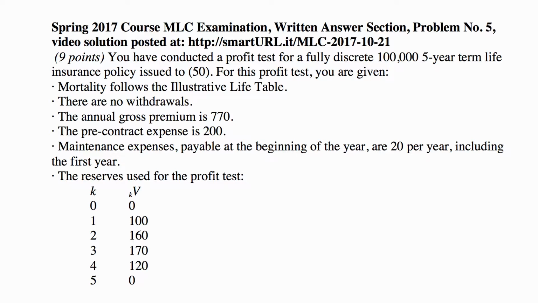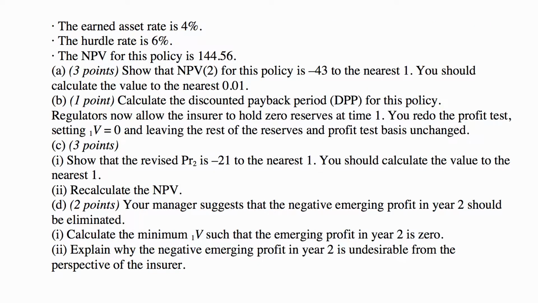The pre-contract expense is $200. Maintenance expenses payable at the beginning of the year are $20 per year, including the first year. The reserves used for the profit test are: at time 0, the reserve is 0; time 1, 100; time 2, 160; time 3, 170; time 4, 120; and time 5, 0. The earned asset rate is 4%. The hurdle rate is 6%. The net present value for this policy is 144.56.